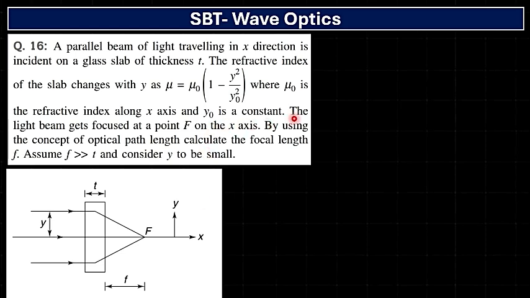Again, because of the variable refractive index along the y direction, the rays have to diverge or converge. Basically, they have to deviate, and they finally get focused at a point F on the x-axis. Using the concept of optical path length, calculate the focal length F, assuming that F is very large compared to t. Consider y to be small, right?